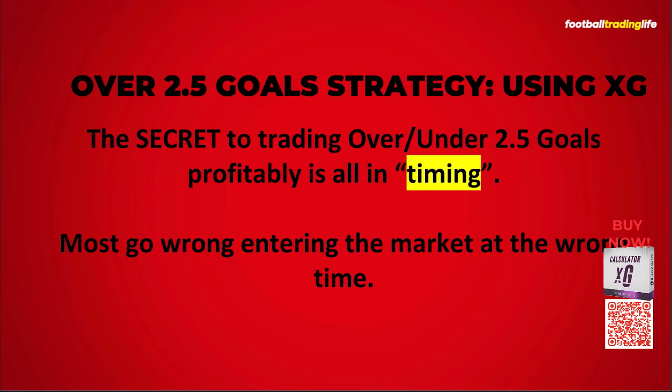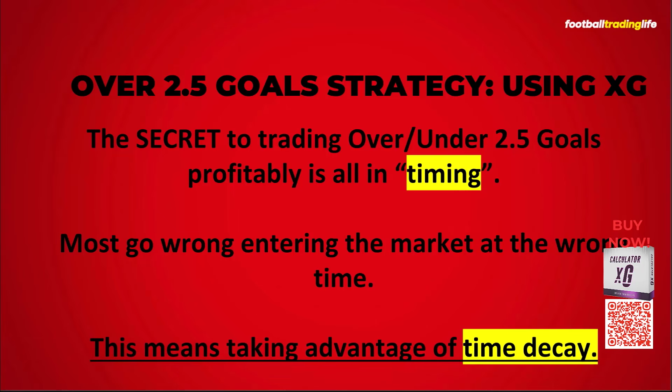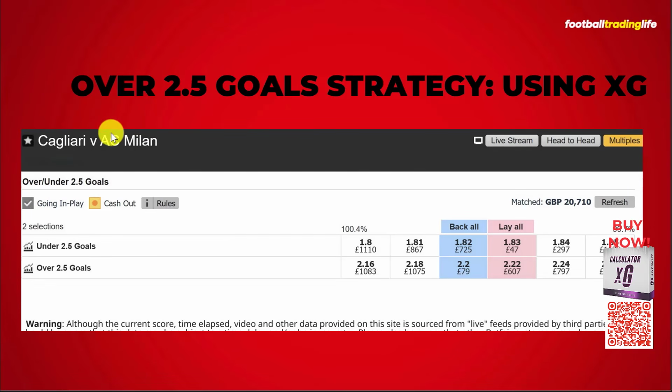So the key, the big secret, it means you have to take advantage of the time decay. That is what the pro football traders will do. Let's just quickly look at this market. We've got Cagliari against AC Milan. This is a pretty typical over and under 2.5 goals market. Under 2.5 goals there at 1.2. Over 2.5 is at 2.2.